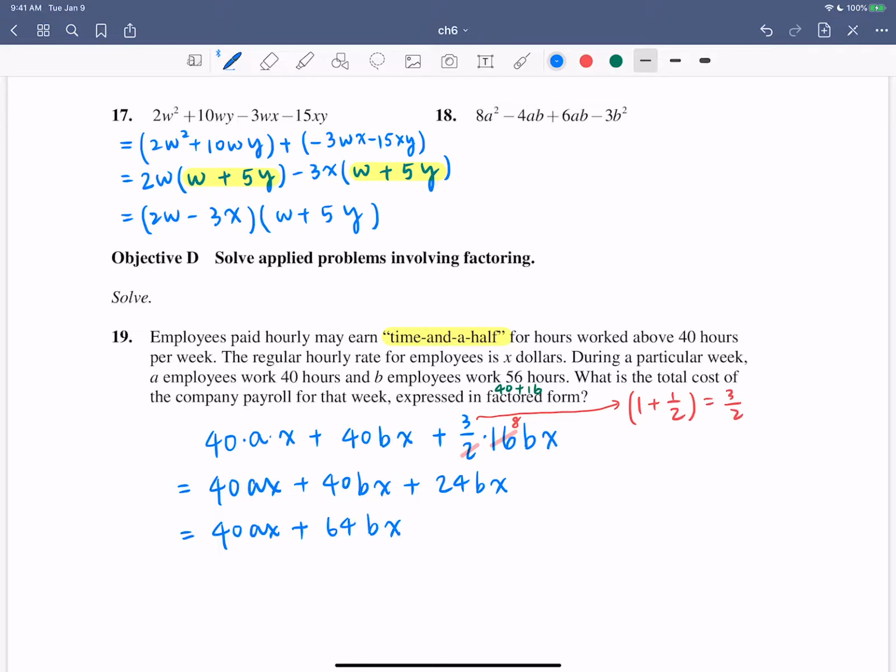Since the question wants you to express this in factored form, I'm going to factor out the GCF between these two terms. First, coefficients, 40 and 64. If you do a tree, you will notice that the GCF is 8. And then look at the variable parts, Ax and Bx. Both of them have an x. So that is the GCF. And then you write down what's left. So I'm going to divide the original by 8x. 40Ax divided by 8x, that will give you 5A. Plus 64Bx divided by 8x, that will be 8B. And that completes number 19.